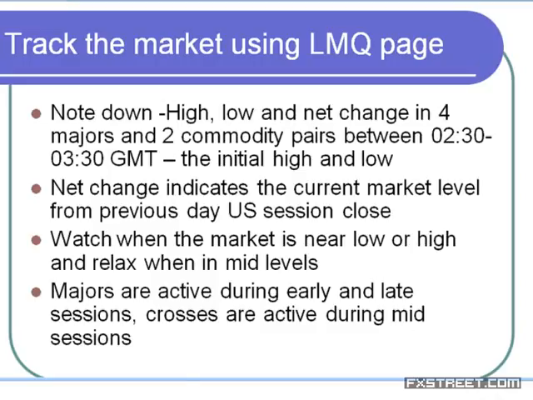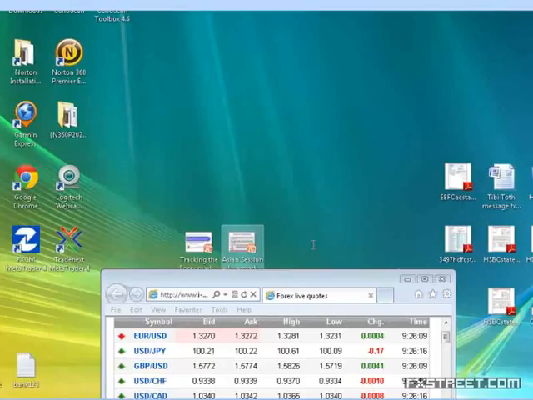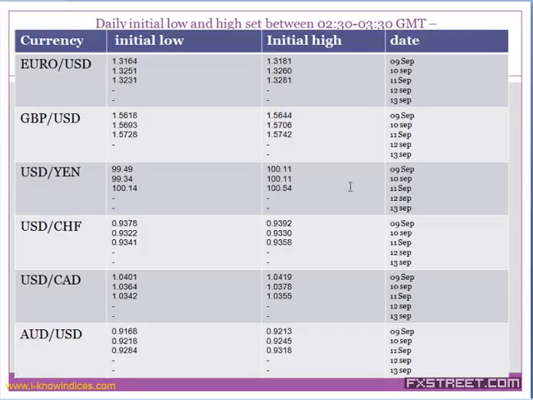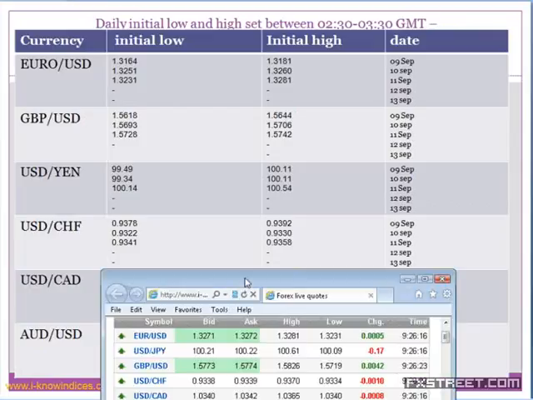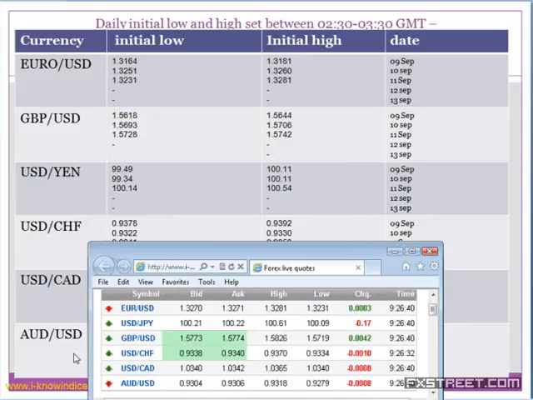So with regard to the lows and the highs, I already noted down the initial lows and the highs, which are set around 3:30 GMT in the case of Euro, GBP, USD, CHF, and also USDN, and also the commodity pairs, Canadian dollar and Australian dollar. Now, in the case of Euro, 1.3231 was the initial low, which has not been breached. The high was 1.3281. Still, it has not been breached. Currently, it is closer to 3270. It is closer to the high.